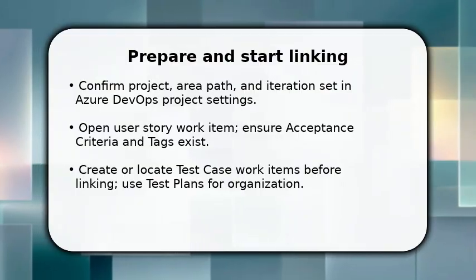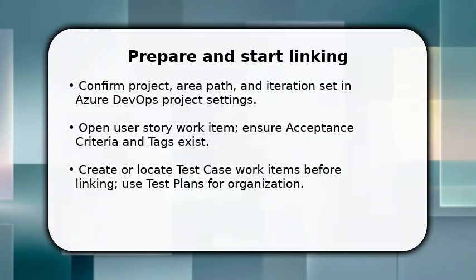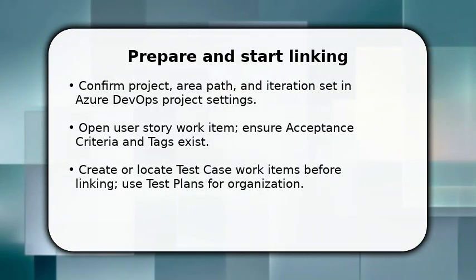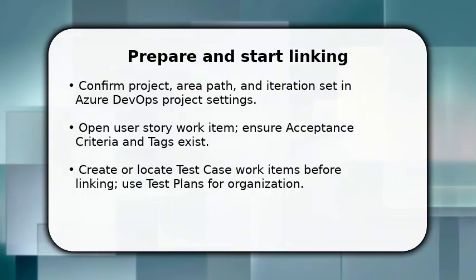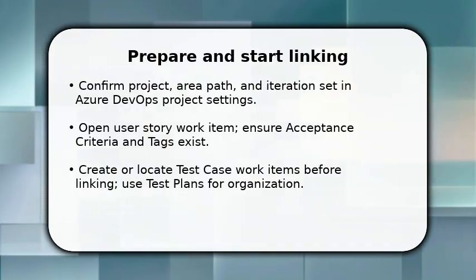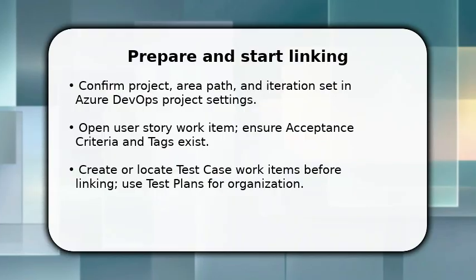You start by ensuring the project context is correct, because linking in the wrong area wastes time. Open the user story, check acceptance criteria, and tag so tests map to intent. Once done, create or locate the test case work items you will attach.